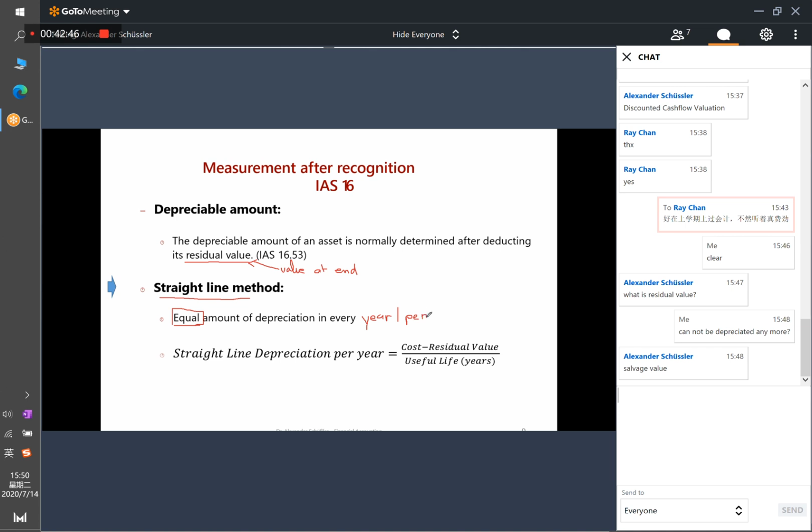And this equation here shows how you calculate the depreciation per year when you use straight line depreciation. What is the depreciation per year? Basically, you take the cost, and from the cost you deduct the residual value, and then you divide it by the number of years, and then you get the depreciation expense per year.